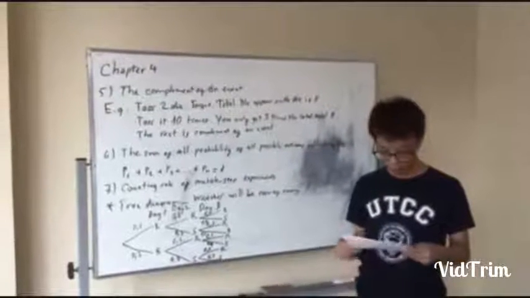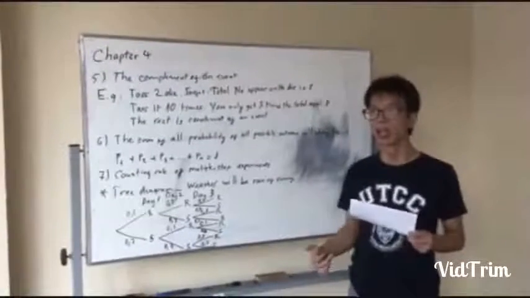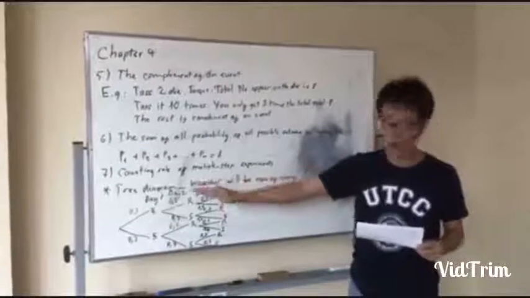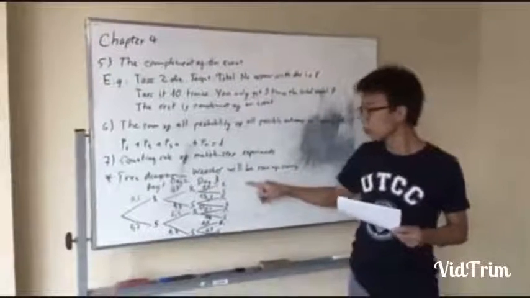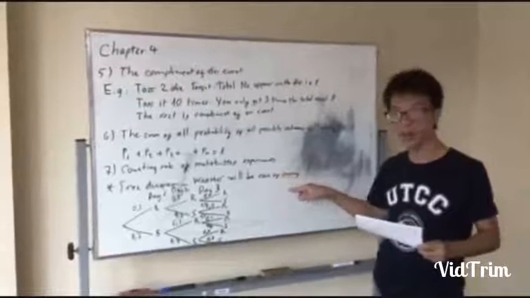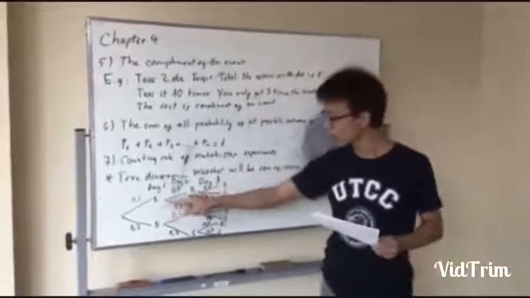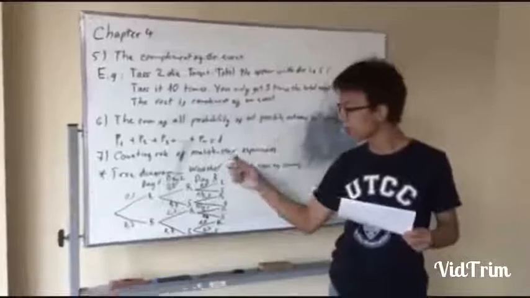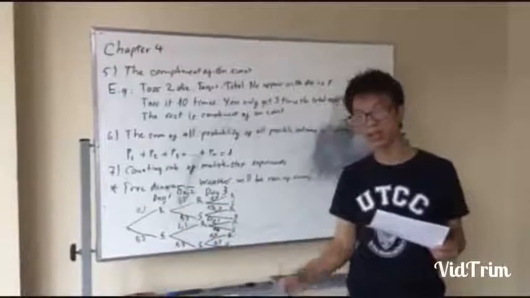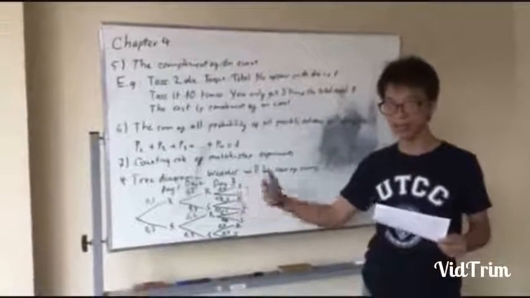So the next one is the counting rule for a multiple-step experiment. It's a little bit hard, so I will try to make it in a tree diagram. We have an example of the weather over 3 days, which will be rain or sunny. With day 1, we calculate that there will be a 0.3 chance of rain and a 0.7 chance that it will be sunny. And the second day is the same too.